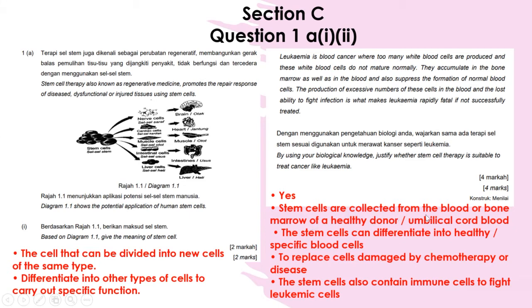Stem cells are collected from the blood or bone marrow of a healthy donor, and you can also get them from the umbilical cord blood of the baby. Next, the stem cell can differentiate into healthy or specific blood cells, which will replace dead cells damaged by chemotherapy or disease. The stem cell also contains immune cells to fight leukemic cells. That is the suggested answer for question 1A2, about leukemia, using stem cell therapy.